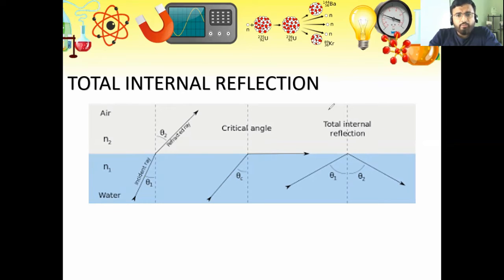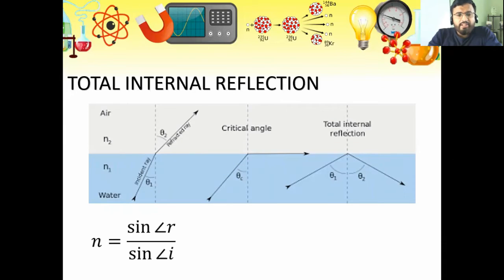This phenomenon is known as total internal reflection, and it is only observed when the angle of incidence is greater than the critical angle, because at the critical angle, the angle of refraction is 90 degrees. So even more than this, if the angle of incidence is, the light will get reflected in the same medium.